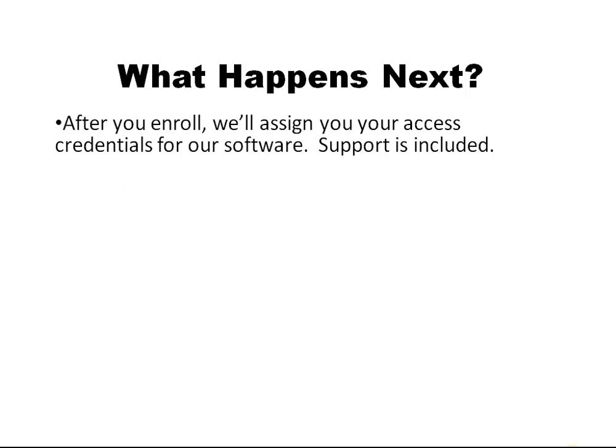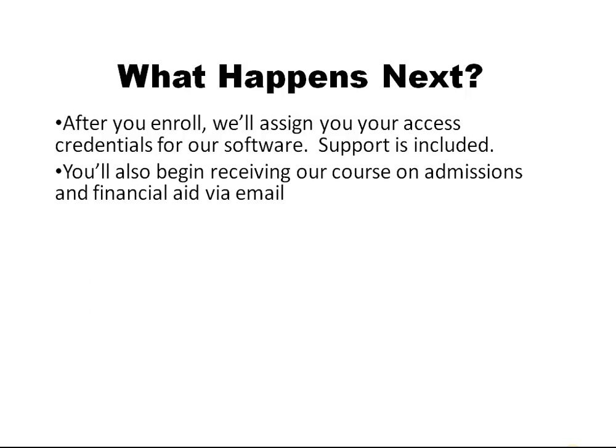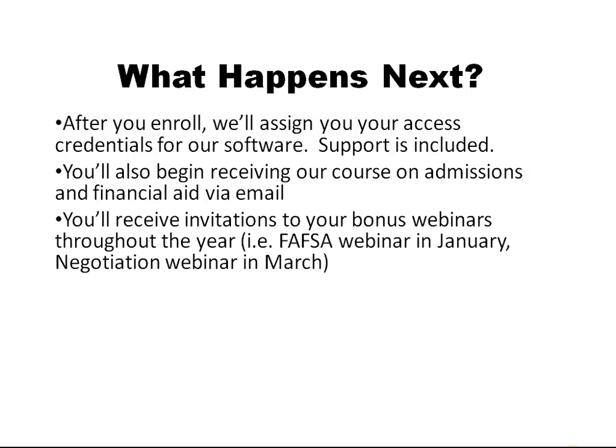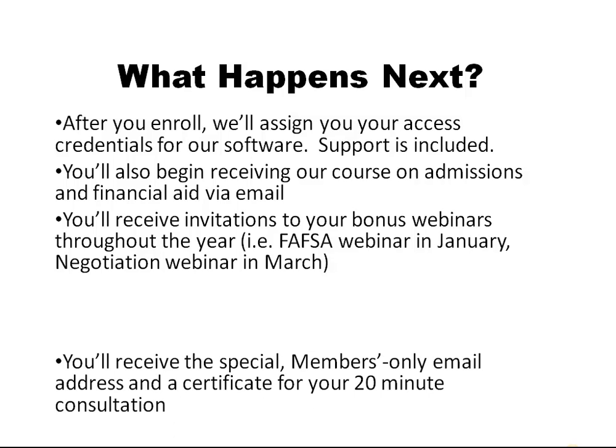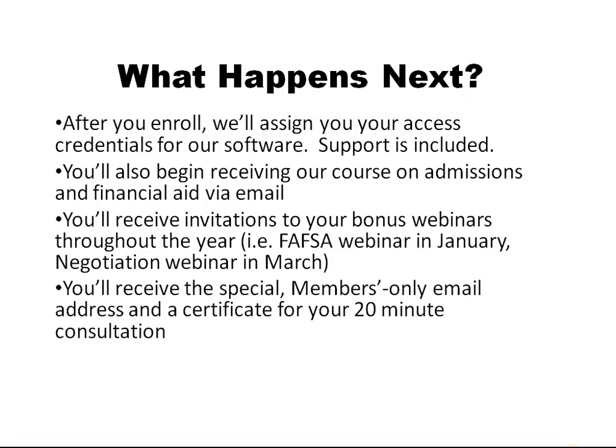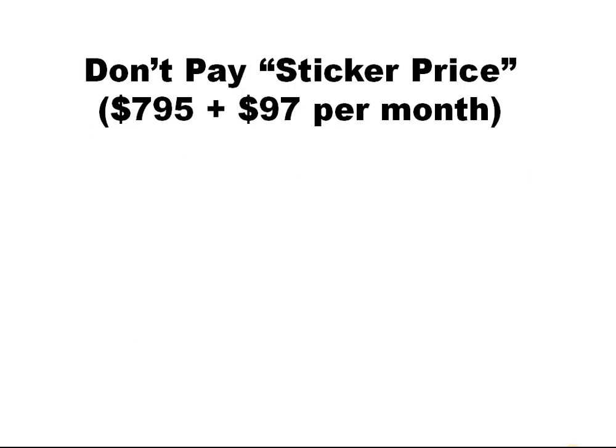So what happens next? After you enroll, we'll assign you your access credentials for our software. Of course, support is included. You'll also start receiving our course on admissions and financial aid by email. Along the way, you'll receive invitations to your bonus webinars throughout the year. We do the FAFSA webinar every January after the FAFSA comes out, and a webinar on how to negotiate financial aid awards in March. You'll also receive the members-only email address that goes directly to me and your certificate for your initial 20-minute consultation.